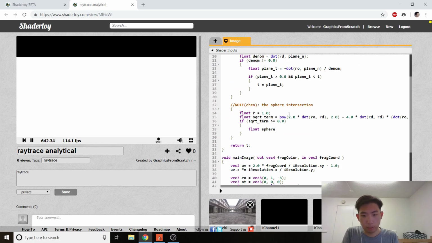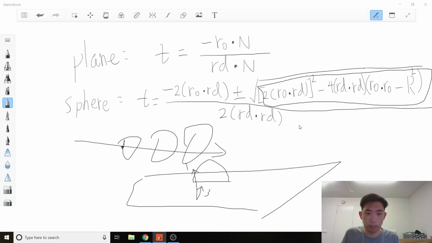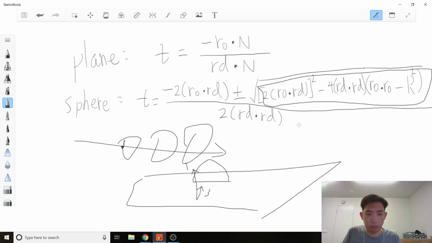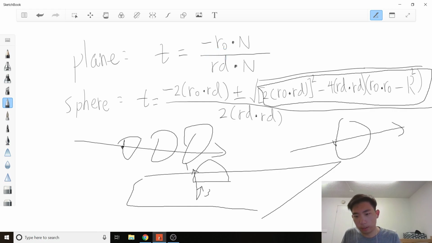So sphere t is -2. It's going to be in a fraction form, so let's just do this, and dot ray direction plus, right, there are two terms. I mean, there are two roots for the sphere intersection solution. Why is that? It should be really obvious, because if the ray intersects a sphere, obviously there's going to be an entrance point and an exit point. There's going to be two roots to our solution, t1 and t2, at which positions the ray intersects with the sphere.